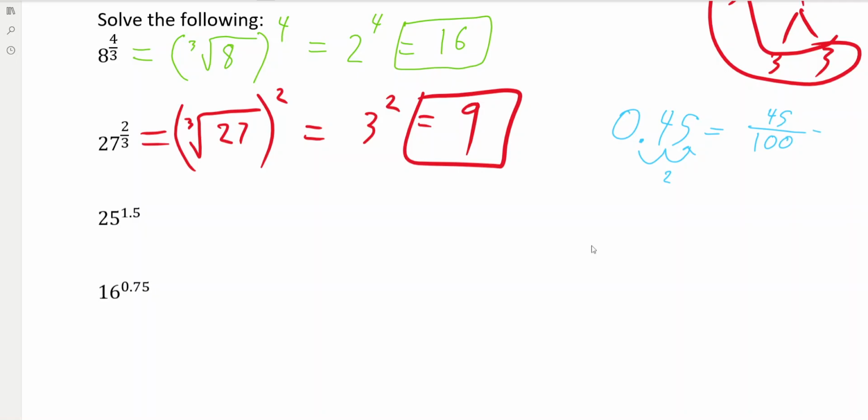So 45 over 100 is the same thing as 0.45. But this is not a simplified fraction, it's just simply a fraction. So this is going to be 9 over 20, because basically you can divide by 5 top and bottom.